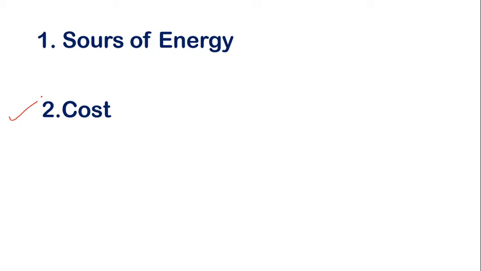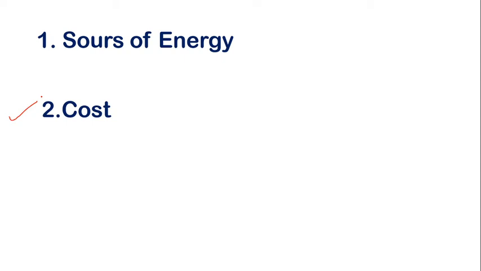This is called the fixed cost. This cost depends upon the capacity of the plant. On the other hand, the running cost depends on the number of units generated and not the capacity of the plant. For example, cost of fuel, transportation, maintenance, salary, etc., are considered as running cost.